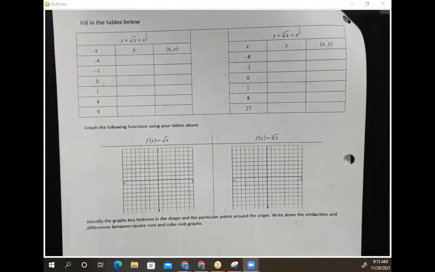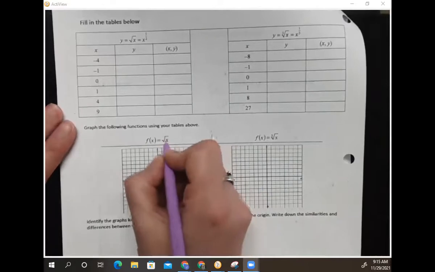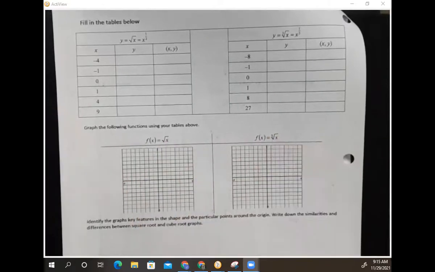But we're going to start our radical functions by taking a look at the parent graphs for square root of x and cube root of x. These are the two that we're going to focus on in this unit. Square root of x and cube root of x.